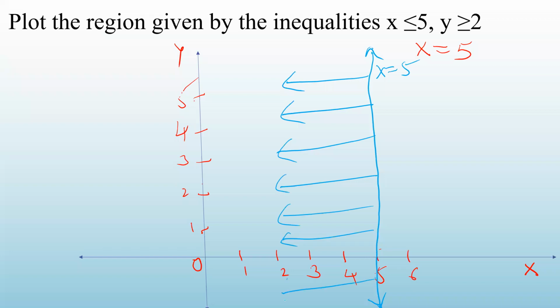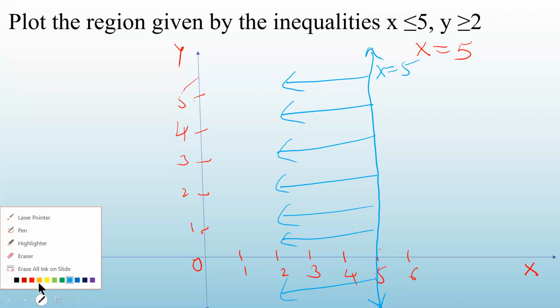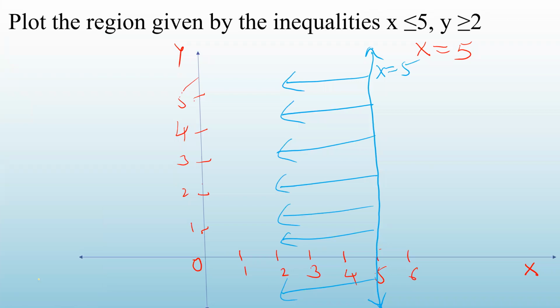Even this side also I can take, everything which is less than or equal to 5. Now draw the other one, y greater than or equal to 2. Take another color. So let me take this orange color. Y greater than or equal to 2.